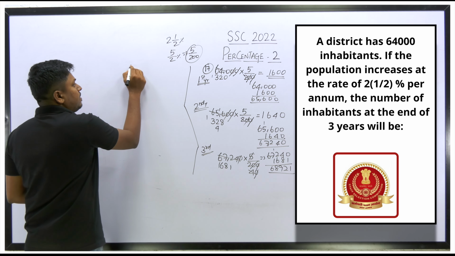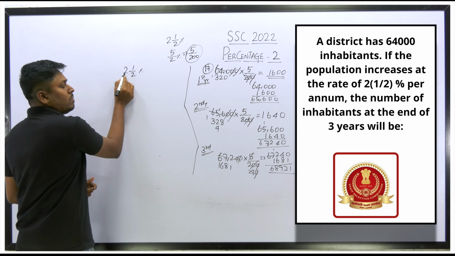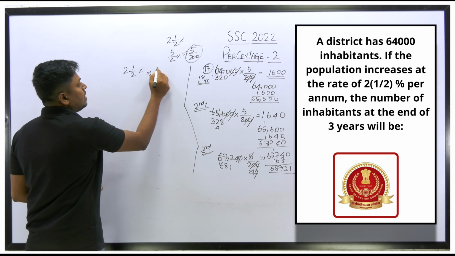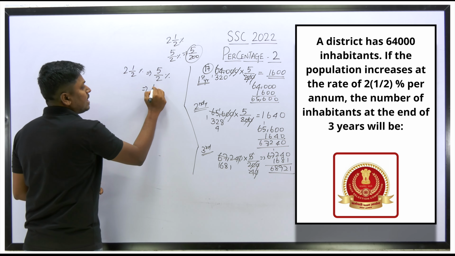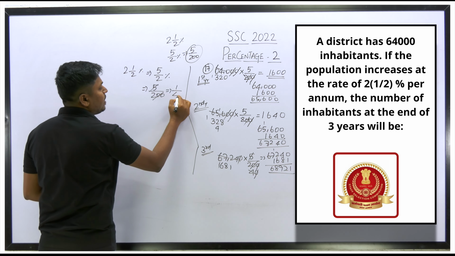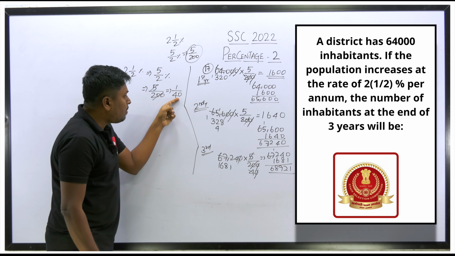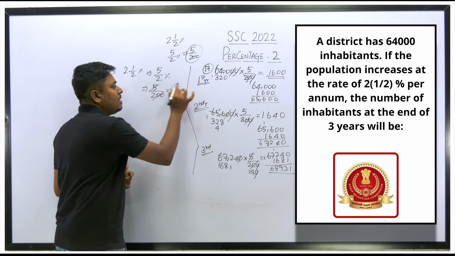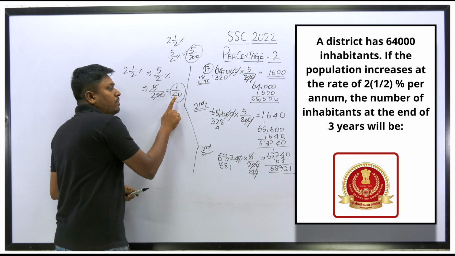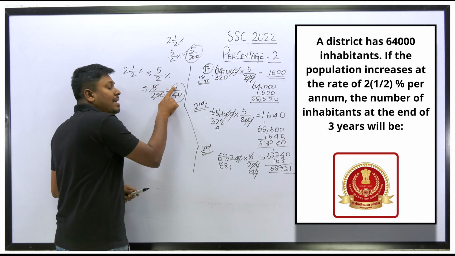Just see how much percentage increase? 2 1 by 2 percentage increase, right? So 2 into 2 will be 4, so 4 plus 1 will be 5. So 5 by 2 percentage increase every year. So 5 by 2 percentage can be written as 5 by 200. So cancel it on 5, resultant will be 1 by 40. Just listen carefully. Every year, out of total population 40, one part has been increased. Understood or not? Out of 40, that is the total population, for every 1 year, one part has been increased.